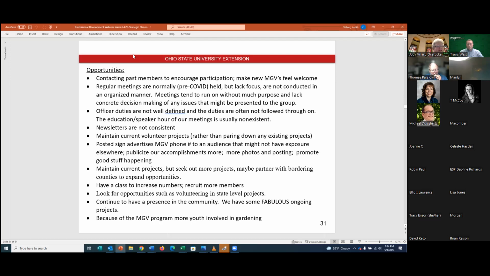Regular meetings are normally held, but they lack focus. Wow, what's that saying? We're not having a lot of focus in our meetings. Now we talk a little bit about the officers. We're talking about the newsletter. Nobody wants to be the editor of the newsletter, so it was kind of passed from person to person. So it's not consistent. Those things are coming out. It's maintaining the volunteer base. Having a class, there it comes again, have a class to increase members, recruit more members. So you can see we're starting to see some things repeating. They were a weakness, and now there are opportunities that we could be acting on.